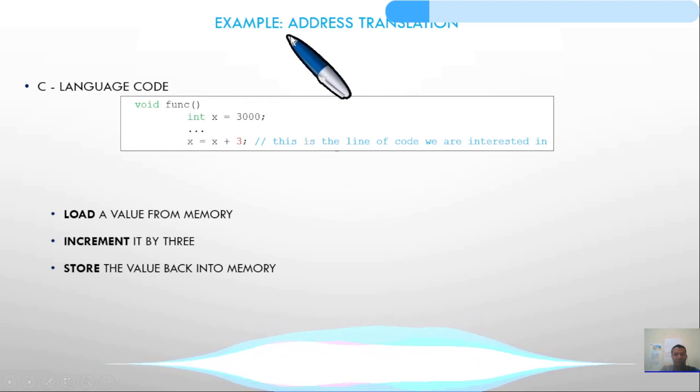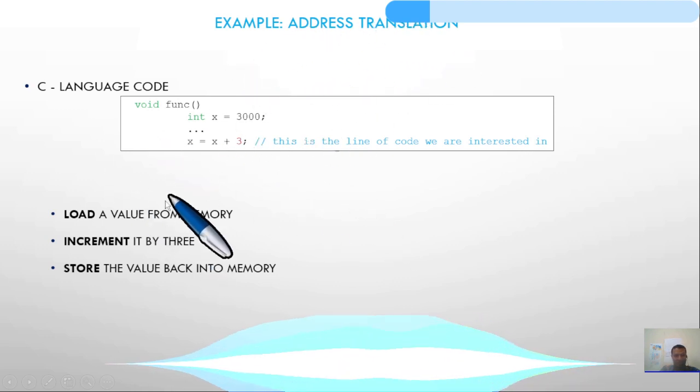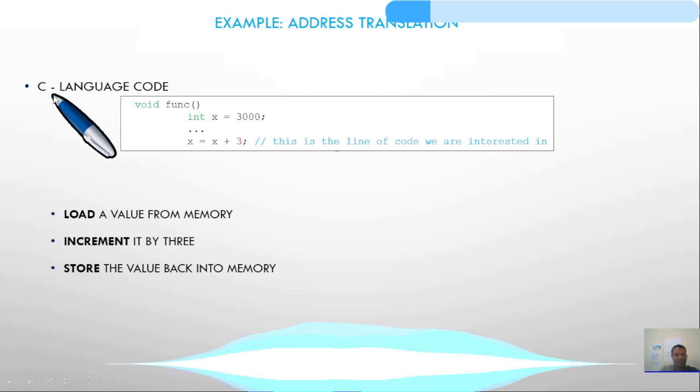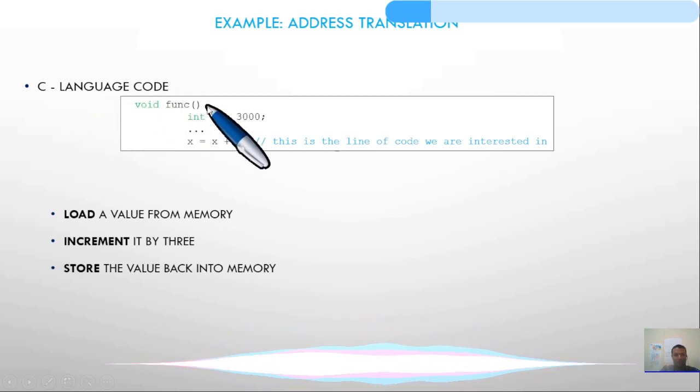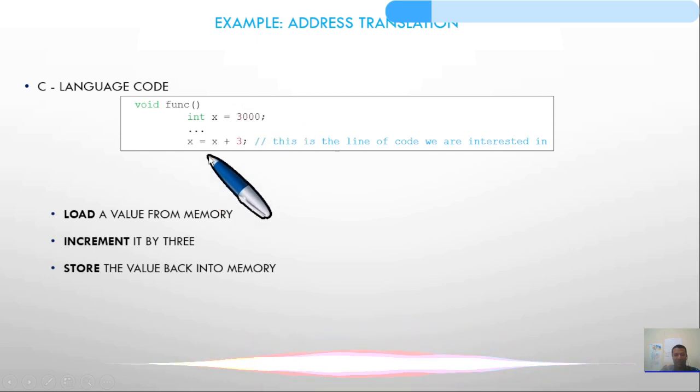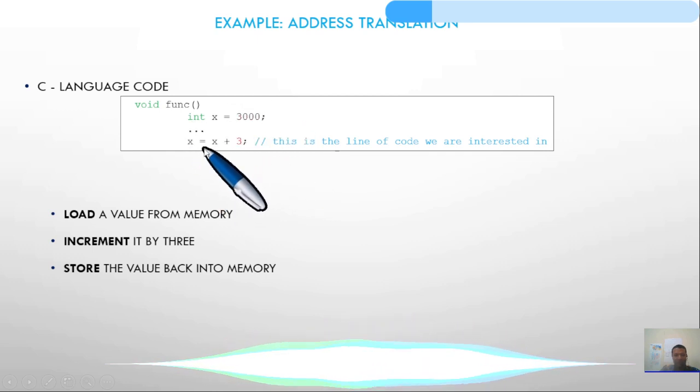Let's see how address translation handles this simple code. As you can see, this is C language, a void function. We have int x = 3000, and what it does is x = x + 3. It will add 3 and store it in the same memory location. So this is the line of code we are interested in.